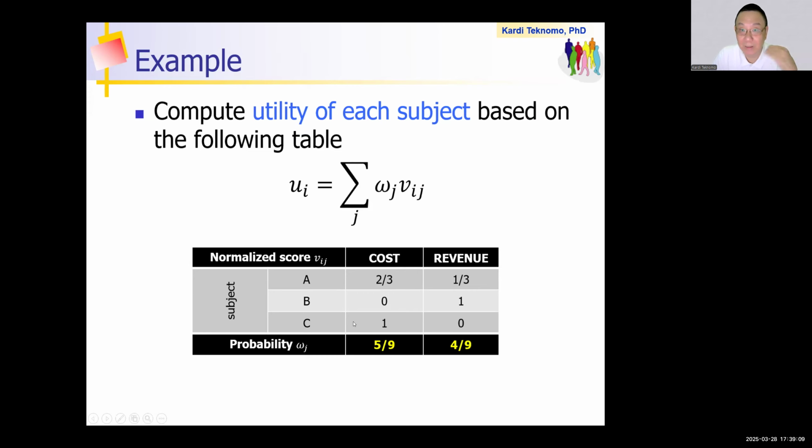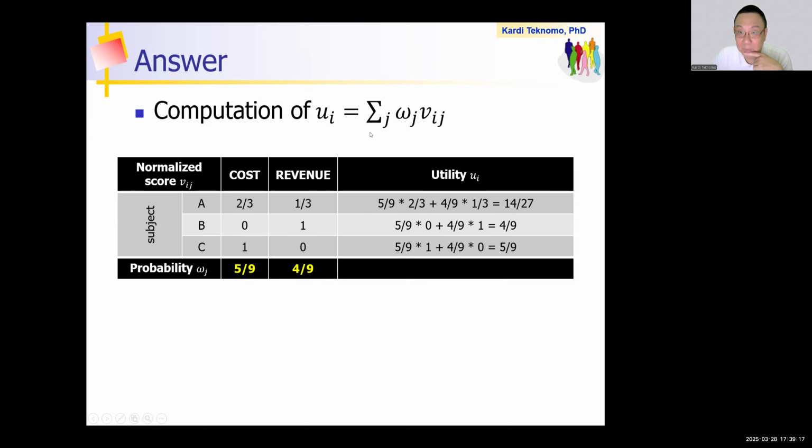Let's compute the utility of each subject. To compute it, you just get the probability multiplied by the value here. So 5/9 multiplied by 2/3 plus 4/9 multiplied by 1/3. So then you get this value. So these are the utilities that we can get. Is it clear? This is the next step. After you get the probability of each attribute, now you compute the utility.